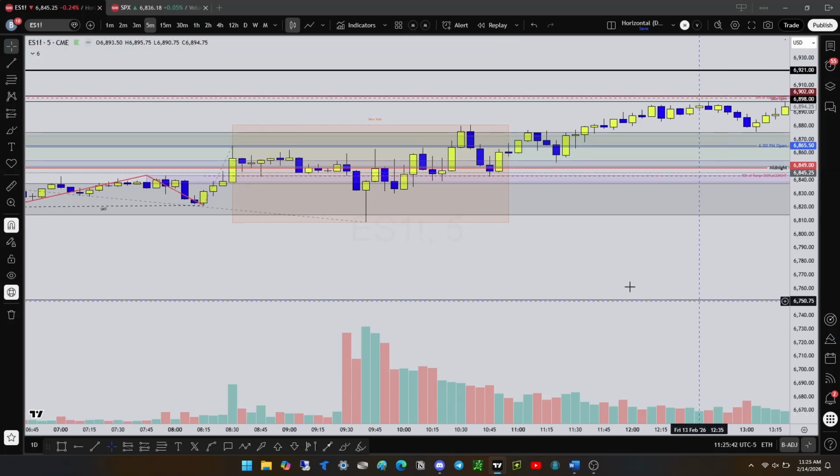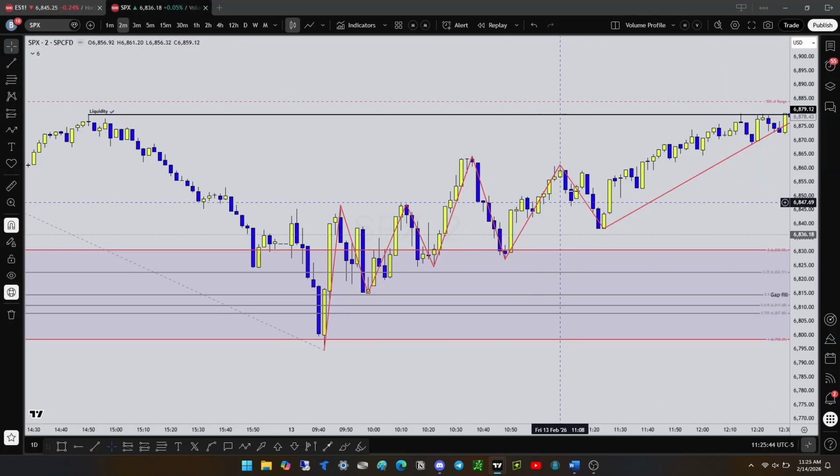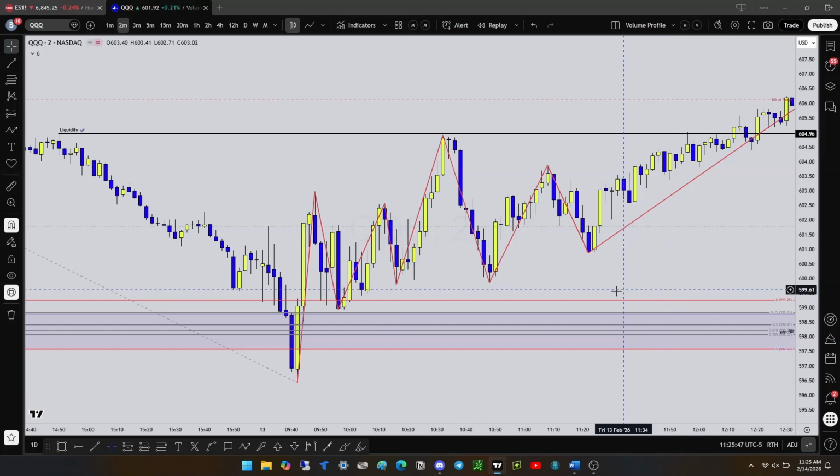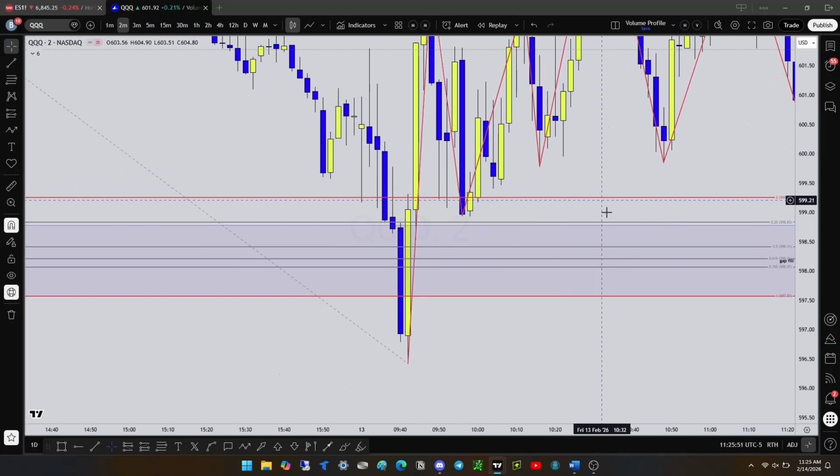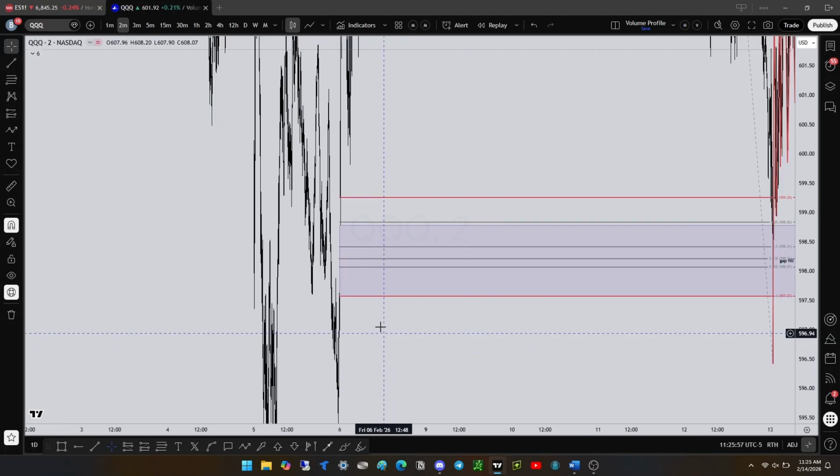So the point of all of this, and because we're showing everything, let me just show you QQQ on this particular day. Very similar gap, very similar. Now this gap was not untouched like SPX, it was partially filled. Where was it filled to? Well, let's take a look, guys.